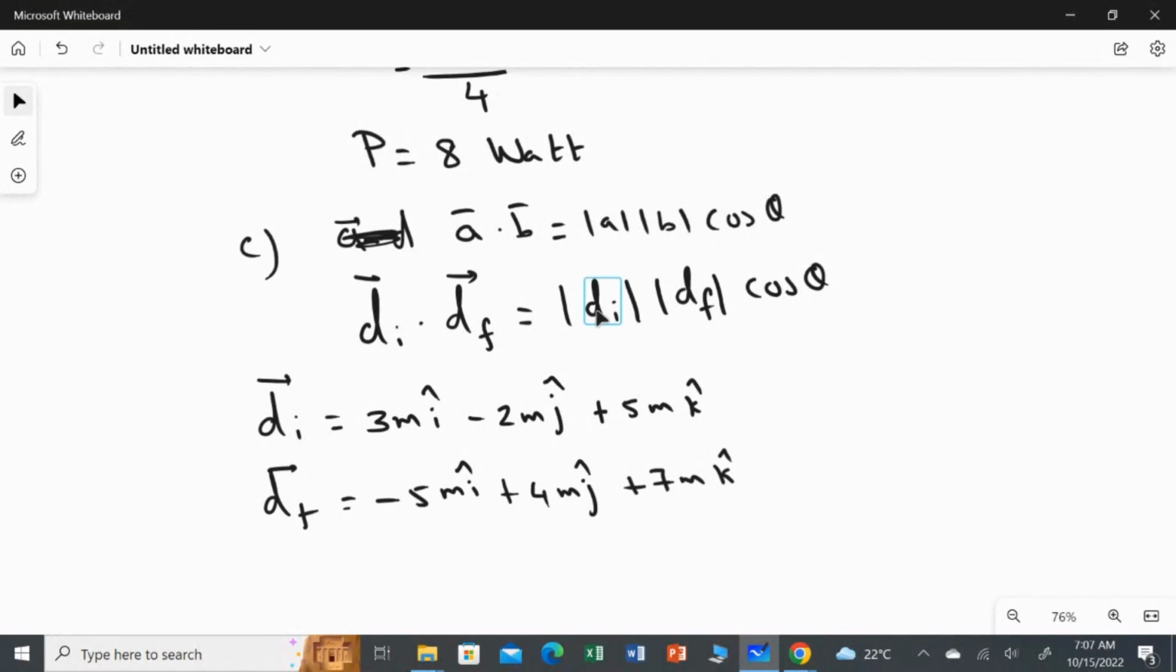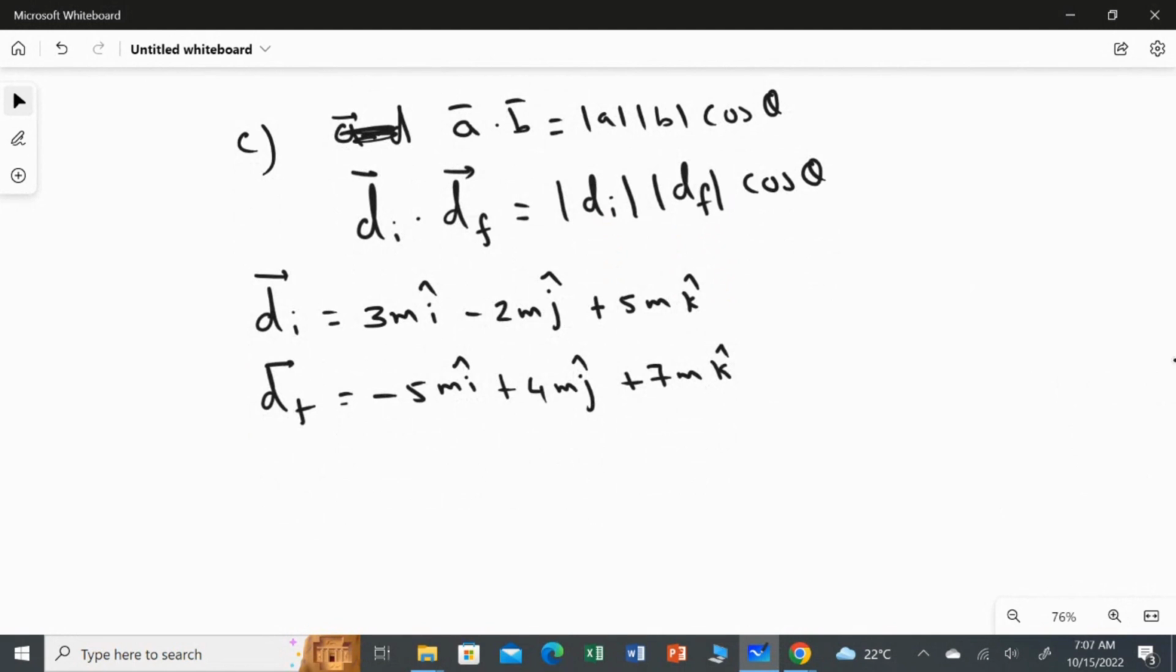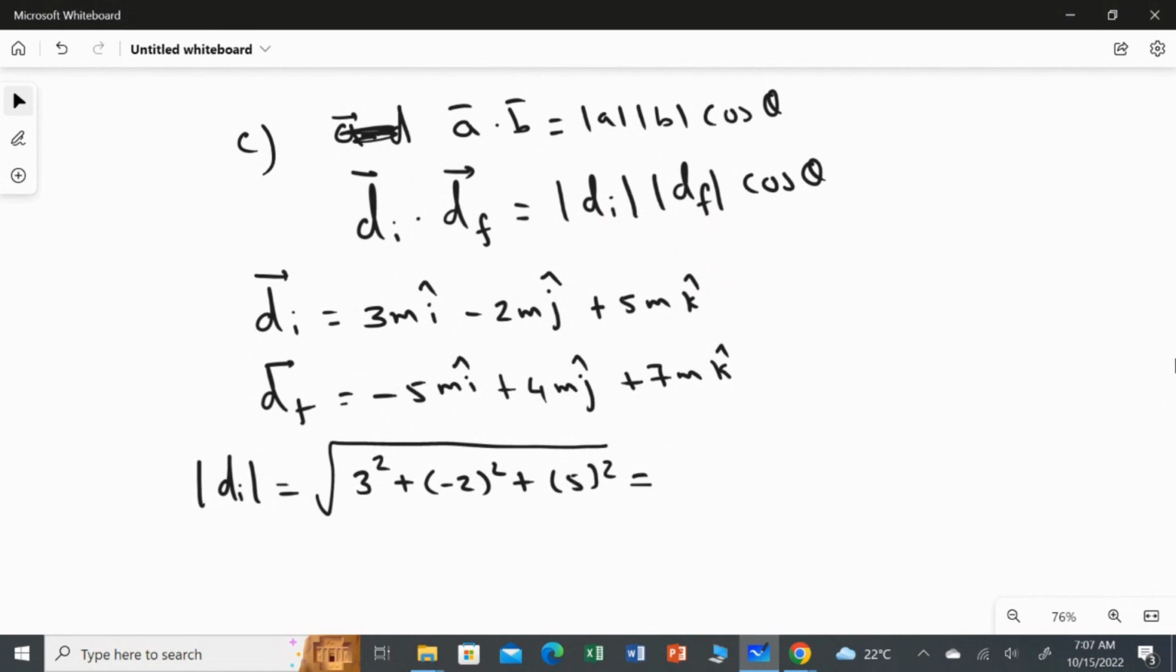So first of all, I'm going to find the magnitude of di and the magnitude of df, so we will get the answer. Magnitude of di is equal to square root of 3 square plus minus 2 square plus 5 square. Clear? This gives the answer of 6.16.